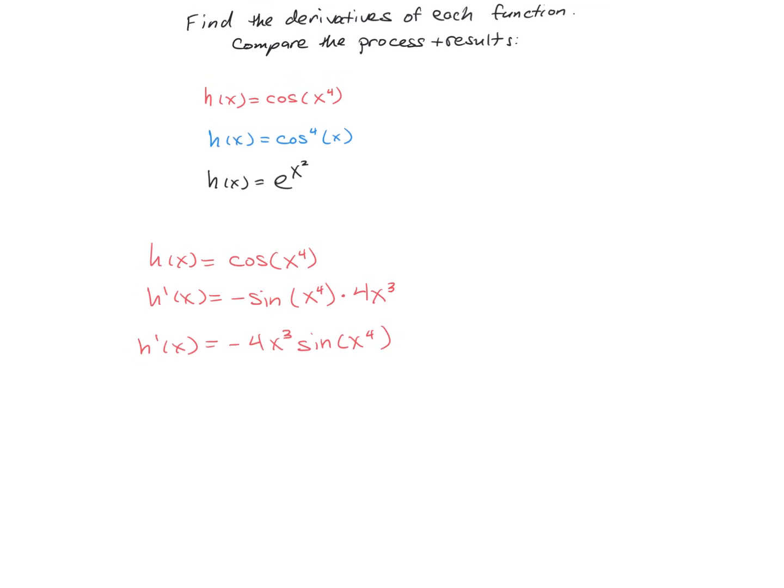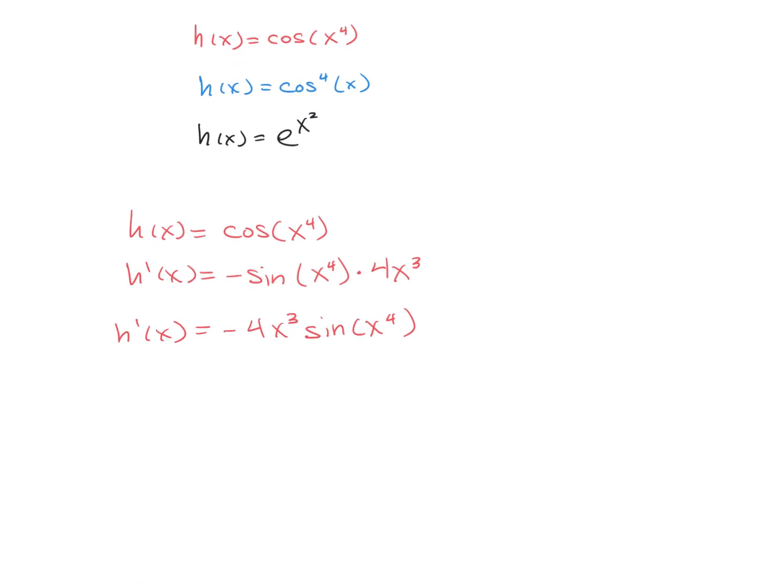Now let's take a look at our next h of x function, which is the cosine of x raised to the fourth power. Again, with trig functions, we really like to write our powers inside of the function just so that they're not mistakenly found on the variable. But it's really hard to identify what the outside and inside function is in this case.